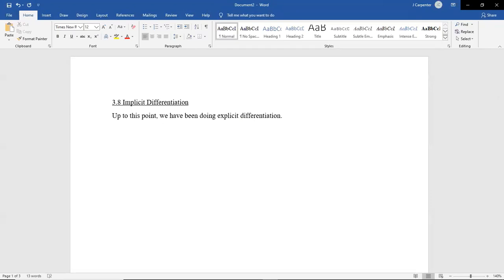So up until this point, we have been doing explicit differentiation, which is used when there is only one independent variable. So just an x or just a y, etc. You can't have x's and y's.